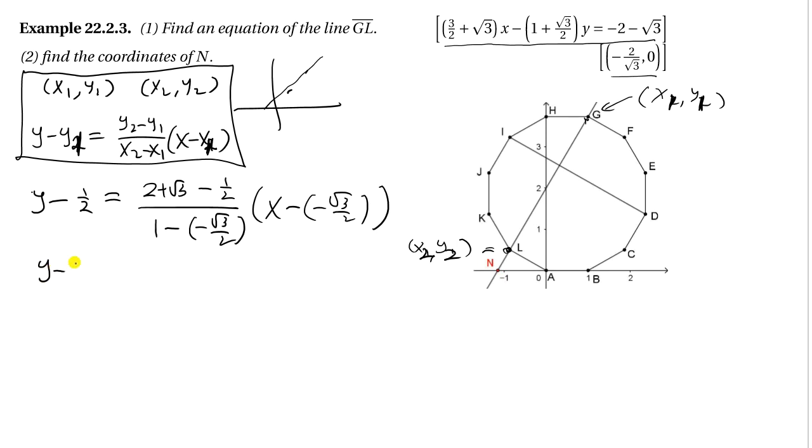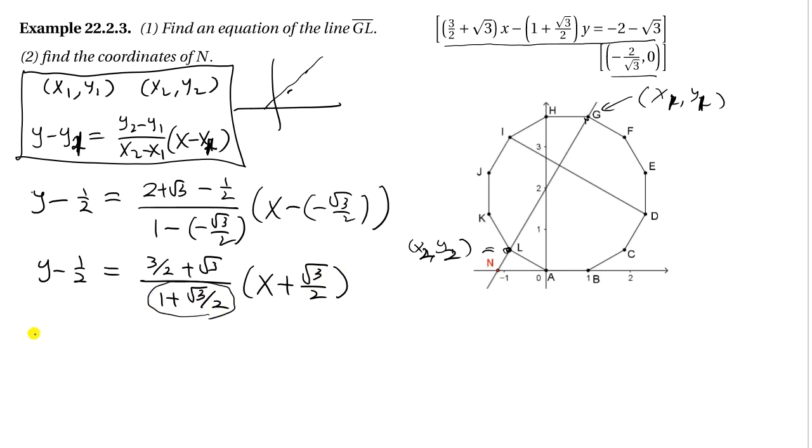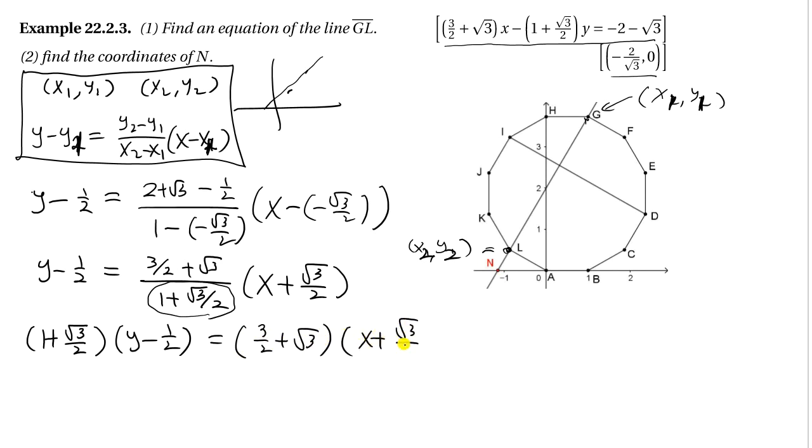Simply this is y minus 1/2 over 3/2 plus square root of 3, equals x plus square root 3 over 2 over 1 plus square root 3 over 2. So let me multiply this on both sides. So 1 plus square root 3 over 2 times y minus 1/2. Then the right hand side is 3/2 plus square root 3 times x plus square root 3 over 2. Okay?